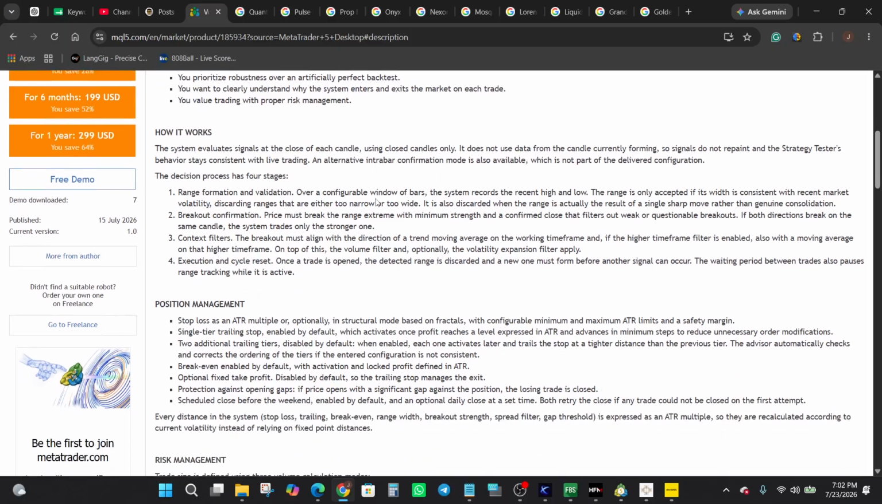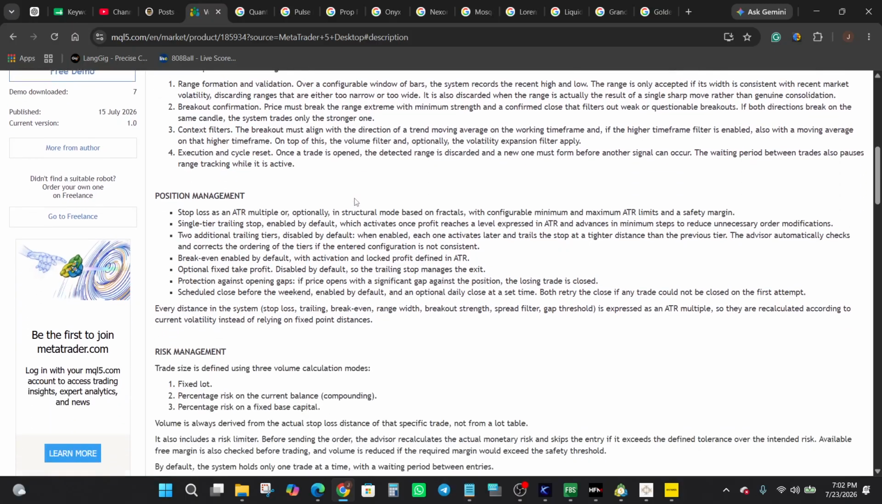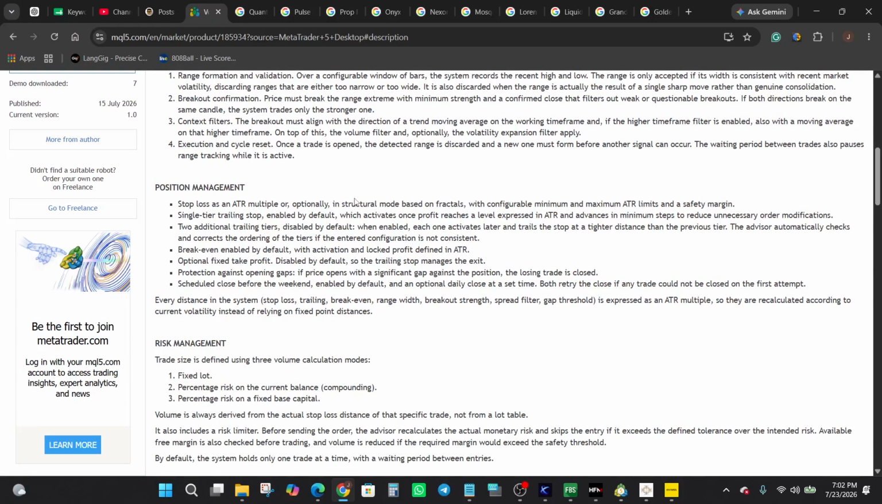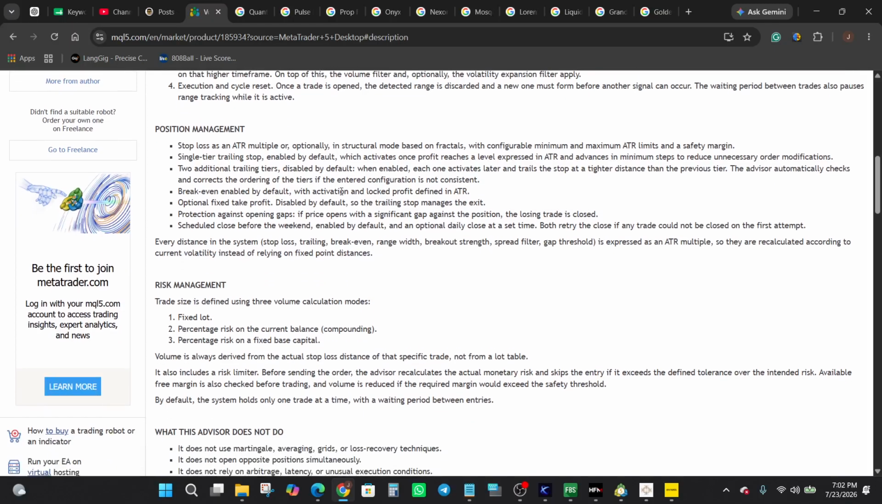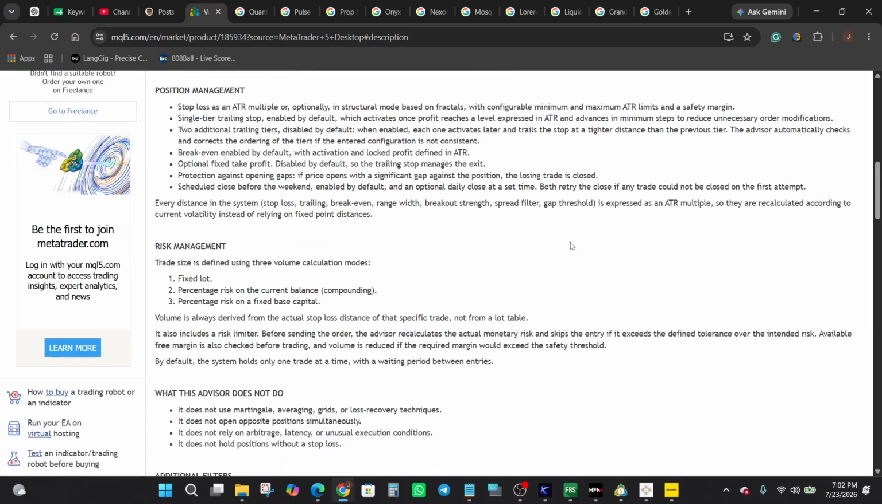Position management is also quite comprehensive. The EA allows stop losses to be calculated using ATR or structural fractal levels, supports break-even functionality, includes a multi-stage trailing stop system, optional fixed take profit, gap protections, scheduled trade closures, and several additional safety features. One thing I particularly like is that almost every distance used throughout the system is expressed as an ATR multiple rather than a fixed number of points. That means the EA automatically adapts to changing market volatility instead of relying on static price distances.